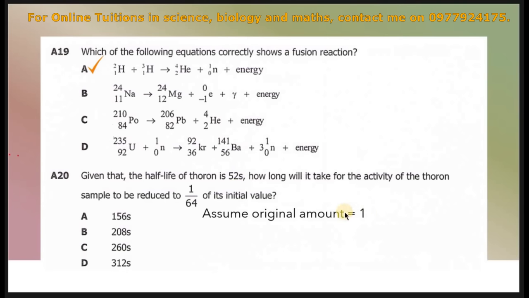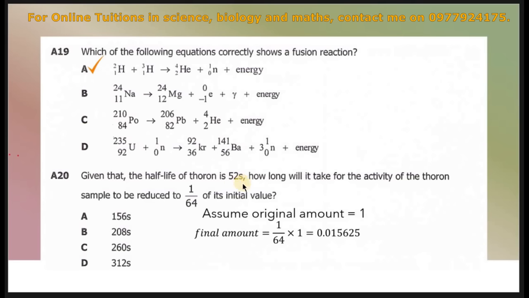Now, after some disintegration, what will be the final amount? This is the final amount of its original value. It will be 1 over 64 times 1, which will be 0.015625. So after several half-lives, this was the initial. That's what they're saying. How long will it take for the activity of the thorium sample to reduce to that? So if this is the original amount, then it reduces to this. How long does it take if one half-life is 52 seconds?